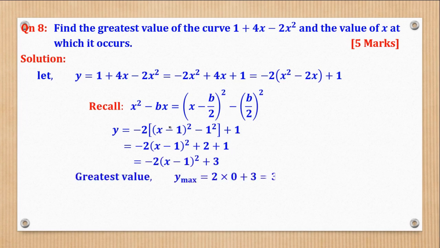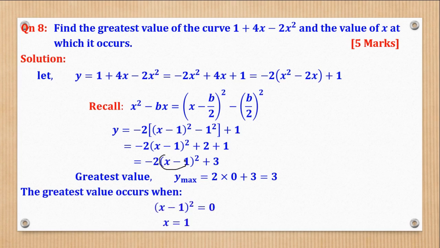But they ask for the greatest value. Greatest value means the one which has the power, you equate it to 0. So it becomes -2 times 0 plus 3 to give you 3 as the greatest value. Then the value of x for which it occurs, it means come at this and equate to 0. Then get the corresponding value of x. And that's what they wanted.